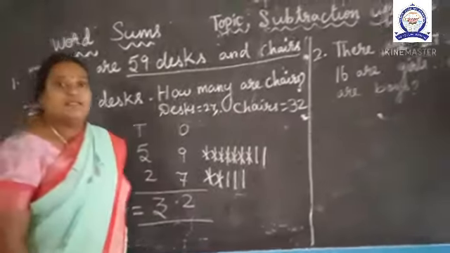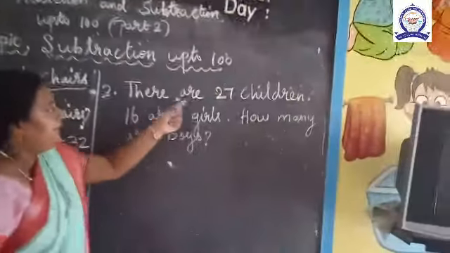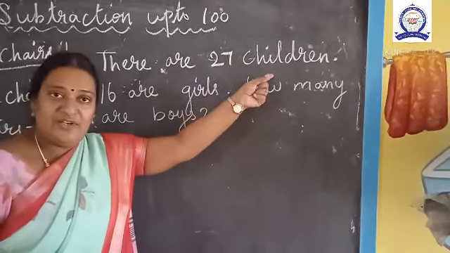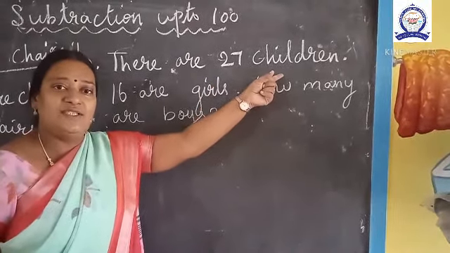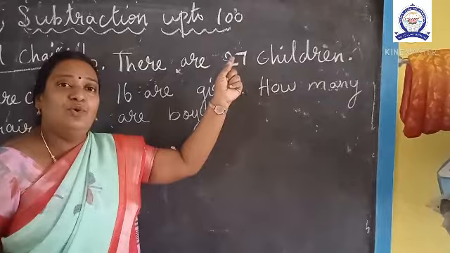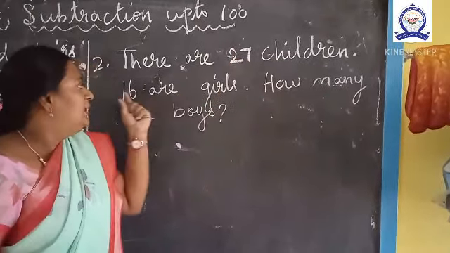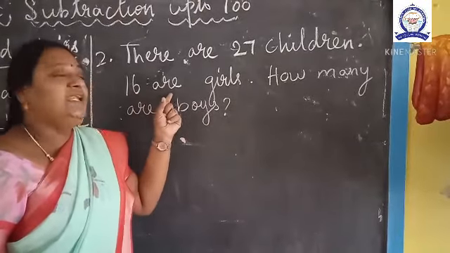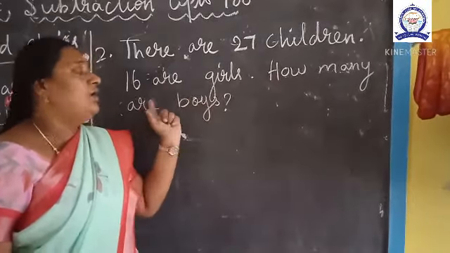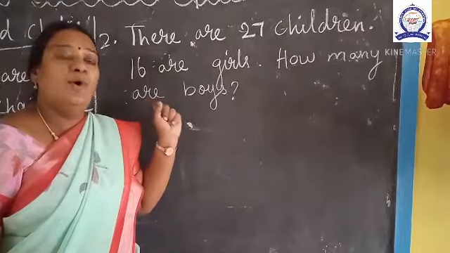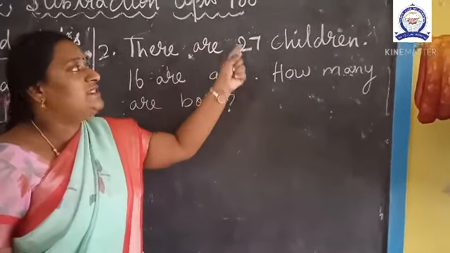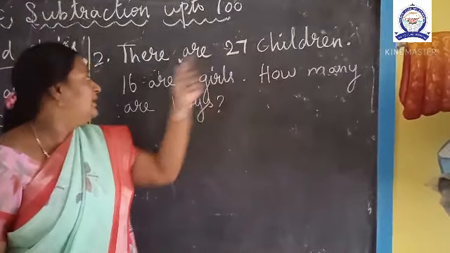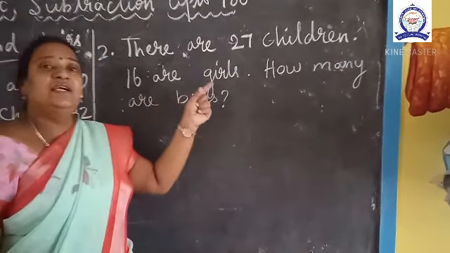Let us see the second sum. There are 27 children. அப்படின்னு என்ன அர்த்தம்? Both boys and girls. 27 both boys and girls இருக்காங்க. 16 are girls. அதுல 16 are girls. How many are boys? 27 குழந்தைகள். அதுல 16 வந்து girls.